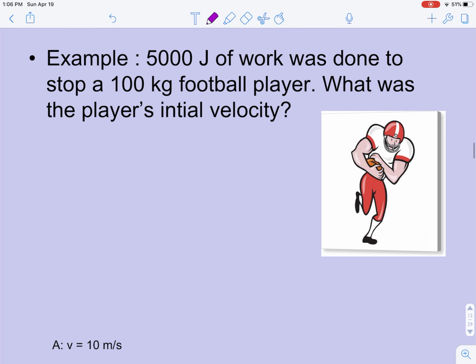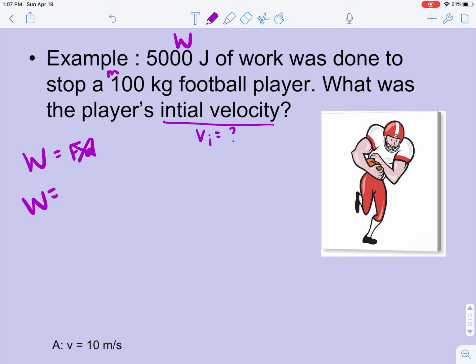So for example, 5,000 joules of work, they are telling us that this value right here is work, was done to stop a 100 kilogram football player. What was the player's initial velocity? We are looking for velocity initial. So typically, I know work is equal to force times distance, but they give us a value for work. And they don't give us force, they don't give us distance, so I'm probably not going to use that equation here.